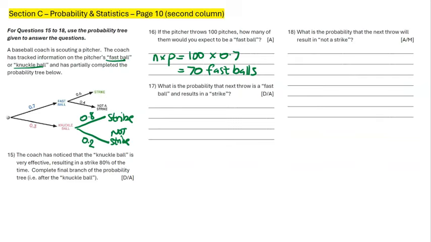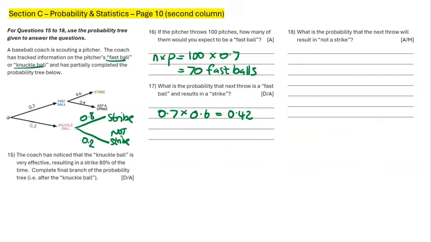The next question there, what is the probability that the next throw is a fastball and results in a strike? So fastball is over here, strike is over here, so we're trying to find the probability of this branch here, and hopefully you remember from class, to find the probability of a branch, you've got to multiply the two branches together. So we need to multiply 0.7 by 0.6 to get that answer. I've written that the wrong way around, but 0.7 times 0.6, and that there is equal to 0.42, and that there will get your achieved mark.